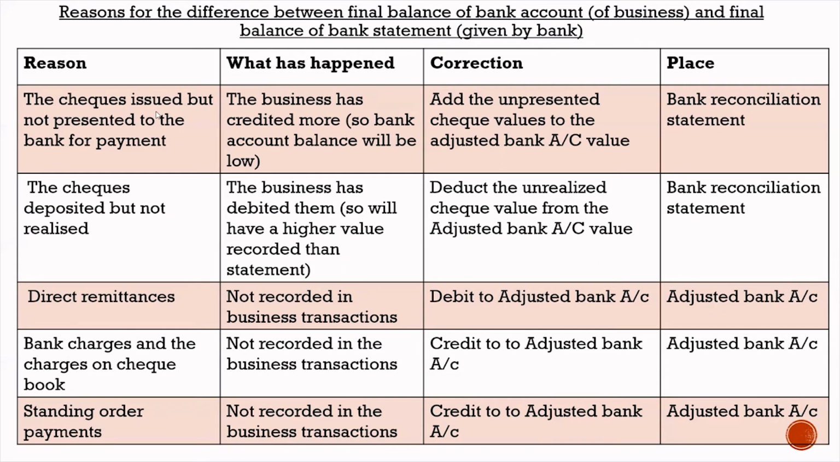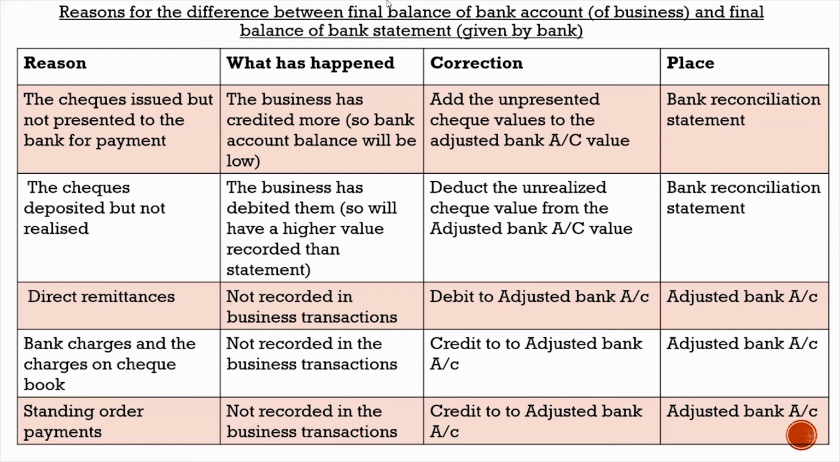The reason number 1 is checks that are issued but not presented to the bank. Imagine we make a payment but the particular party has not brought that check to the bank. So what we have done is we have credited more, right? We think that we paid, so we have credited more, but they have not brought it. So then our bank account value is lower. So what should we do? We have to add that check to the unpresented check value and adjust the bank account value in the bank reconciliation statement. Just understand these parts. We will be doing it properly. I will be doing an activity with you in the next slide.